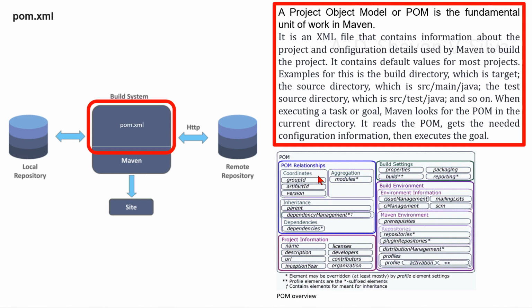The POM defined above is the bare minimum. Here, group ID, artifact ID, and version are all required fields.